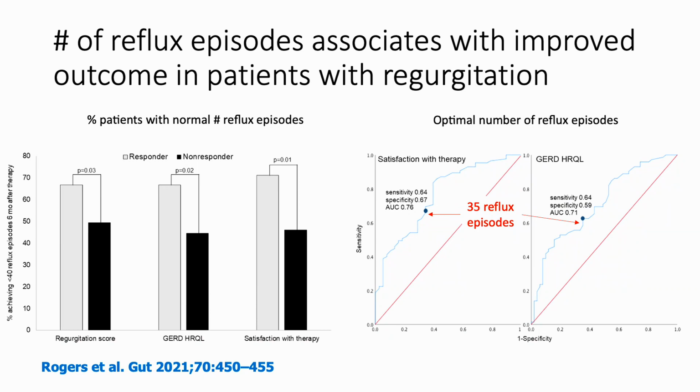Also, they performed an ROC analysis using this data to identify the optimal number of reflux episodes below which treatments need to reduce the number of reflux episodes in order to get a resolution of symptoms. Here we're talking mainly about regurgitation. And they found that for satisfaction with therapy and for GERD-related quality of life, 35 reflux episodes over 24 hours appear to be the optimal threshold for symptom improvement.